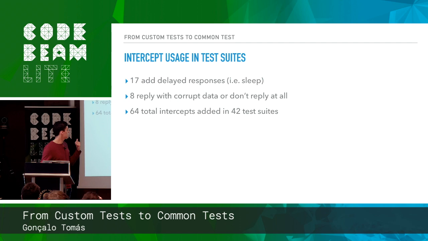Sometimes we add delayed responses, like we saw before. Sleep, you can sleep for half a second, you can sleep for 10 seconds and see what breaks. But sometimes, if we want to test some weird anomaly, you can just fetch a random array of bytes and just reply with that. Instead of replying with the thing that you were expecting, you just reply with corrupt data.